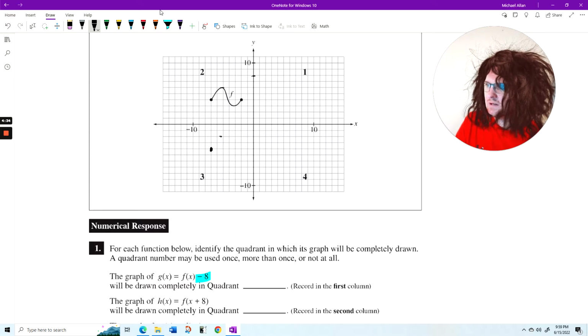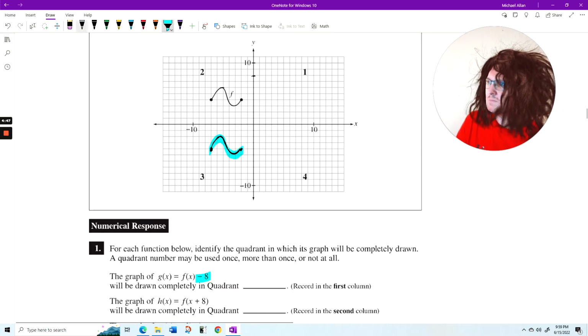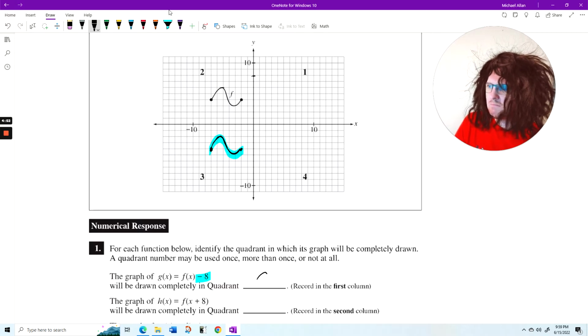So I have a point here. This is 4, so somewhere around here. So this graph is going to kind of go like this, right? Somewhere around that kind of shape to it. So that's, oops, I'm going to highlight that one. So this one's completely in quadrant 3. It's nice that they labeled it for you, but they didn't have to do that.